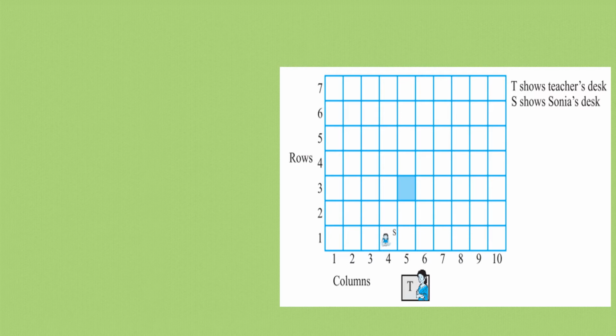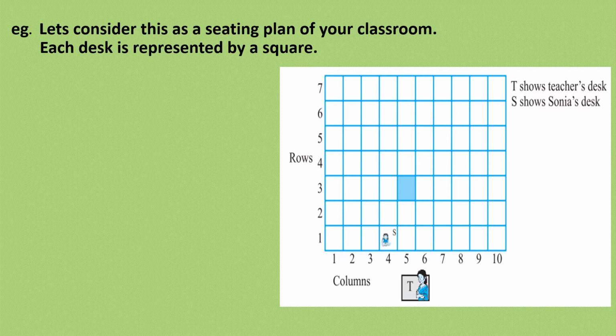Now let's take another example. Now you can see the picture. It is written, let's consider this as a seating plan of your classroom, and each desk is represented by a square. So in this seating plan of your classroom, you can see these are the squares. Okay, and they are saying that these are the desks. We are considering these squares as the desks. And here it is written that T shows the teacher's desk. So this is the teacher's desk, and S shows Sonia's desk, and this is Sonia's desk.